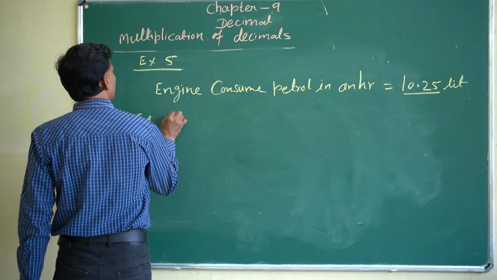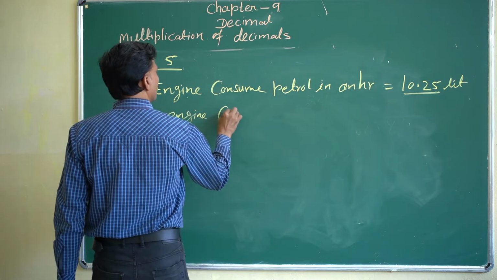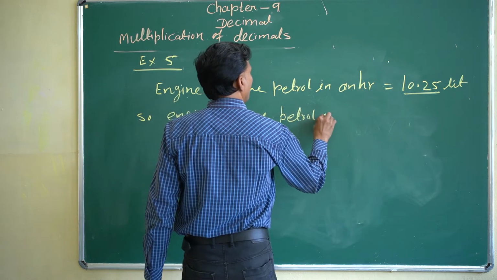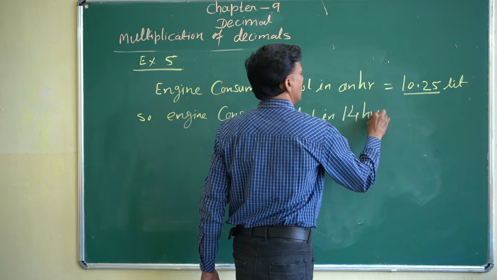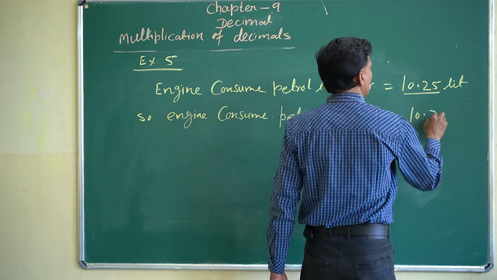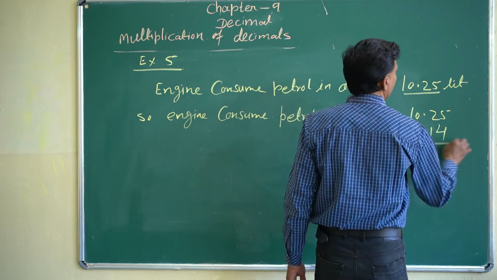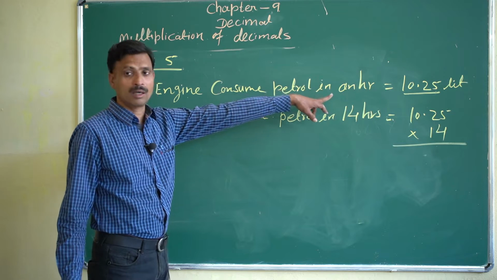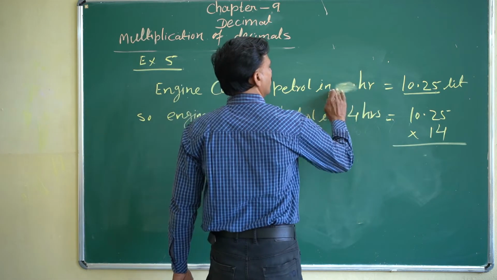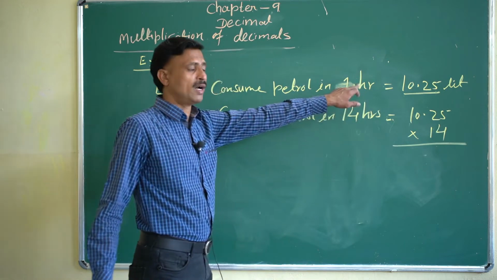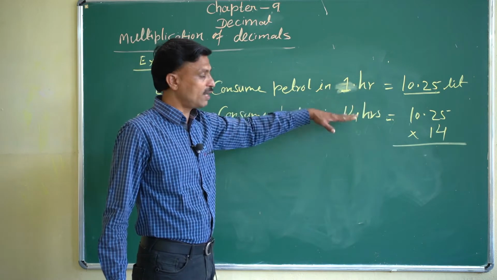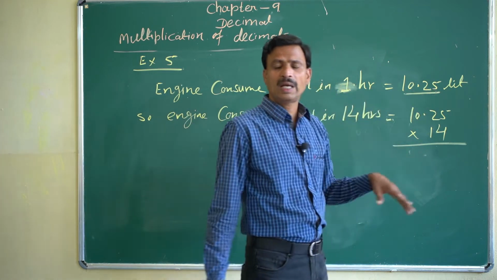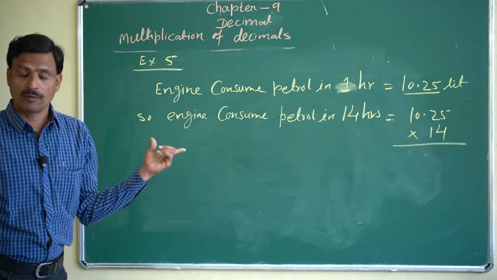So for 14 hours, that is 10.25 multiplied by 14. Definitely multiplication will be there. Why? Because it was given for an hour, which means 1 hour, and we are finding for 14 hours. So definitely we are finding for more, and when we find for more, we have to multiply, as I told you already while we are solving the unitary method.